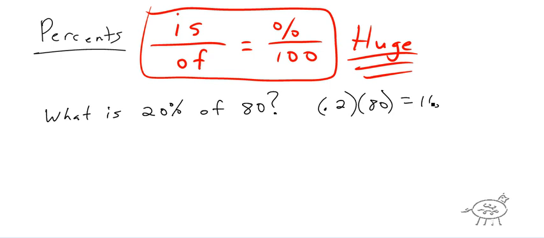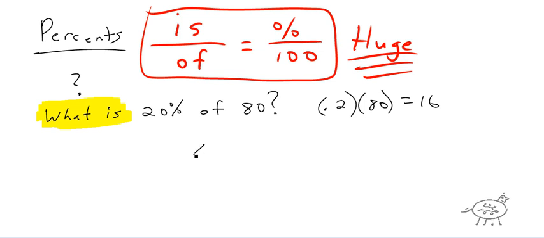I want to use this formula, though, because this is kind of an easy problem, but I want to show you how it works for every single problem. So let's highlight a couple things here. You have the word is, you have the word of, and you have the word percent. So what is, that is what we're looking for. This is the unknown here, and that's going to be our variable.